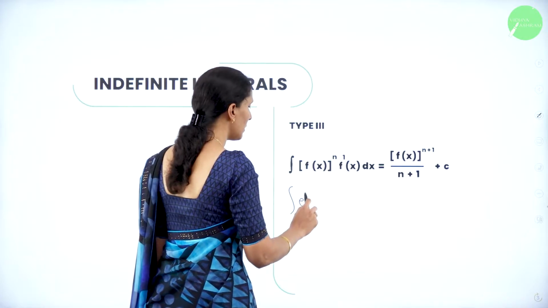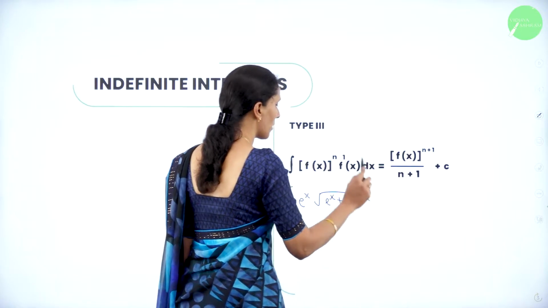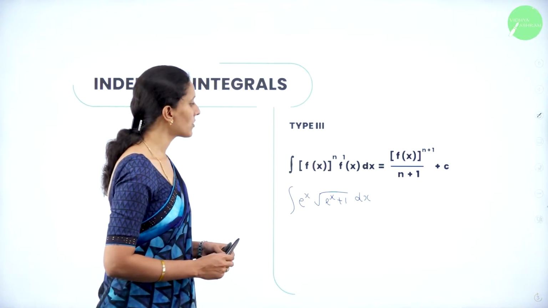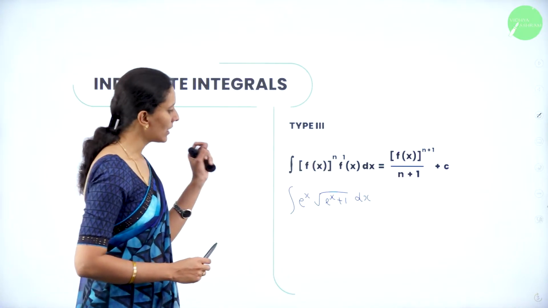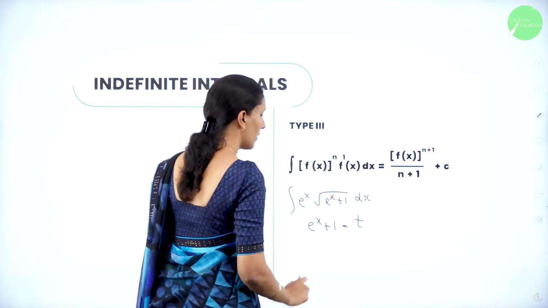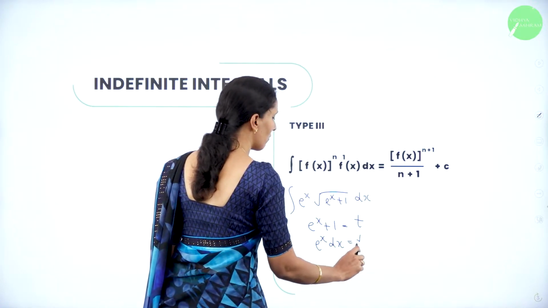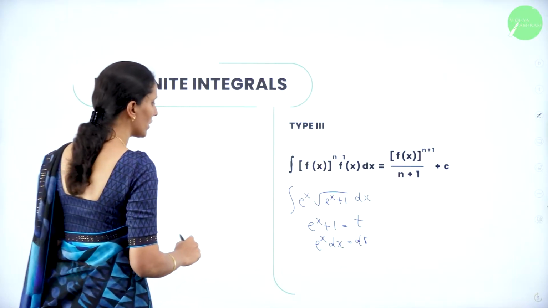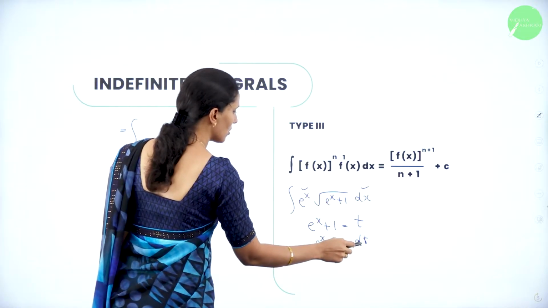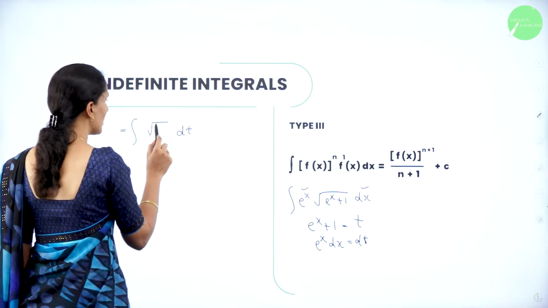Suppose you have e power x root of e power x plus 1 into dx. Now, clearly, I can say this is of the form f of x to the power n times f dash of x. Take e power x plus 1 as some t. Then how can you write this? e power x dx is equal to dt. So replace the integral with the parameter t. Then in the place of e power x dx, you can write dt, and in the place of e power x plus 1, you can write root t.